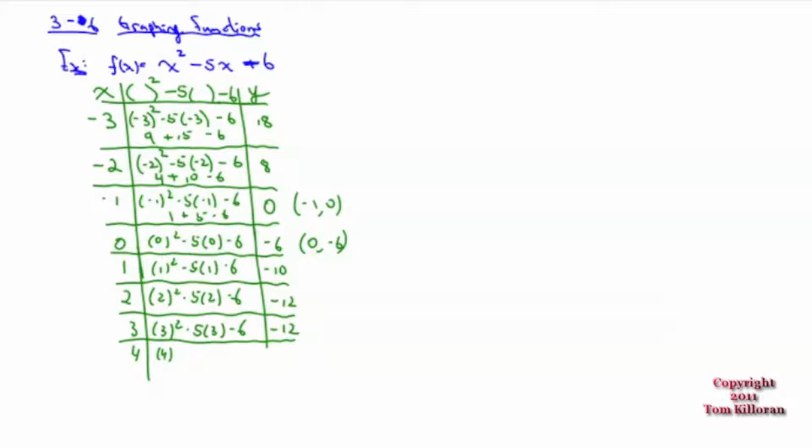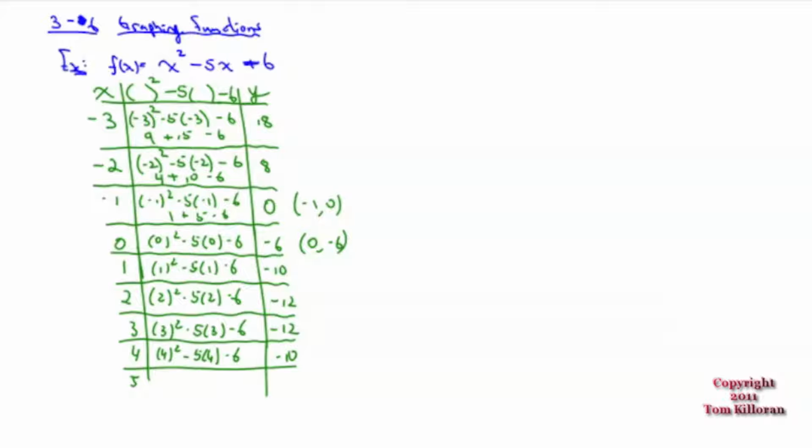4 squared minus 5 times 4 minus 6. That's 16 minus 20. Back to negative 10. We have another repeat of a y value. So this thing was going down, and now it's going back up. It's a U shape, something like that. 5.